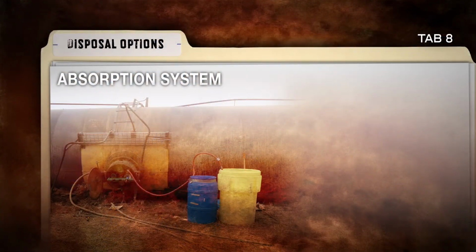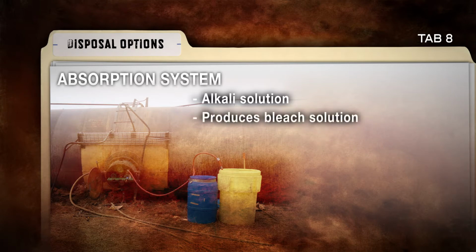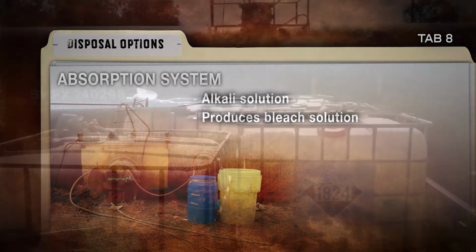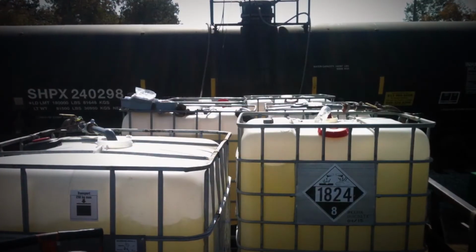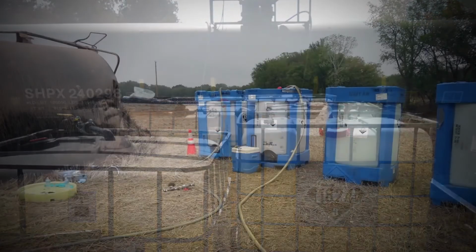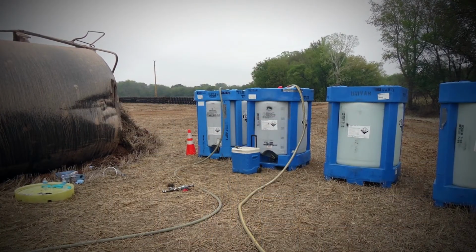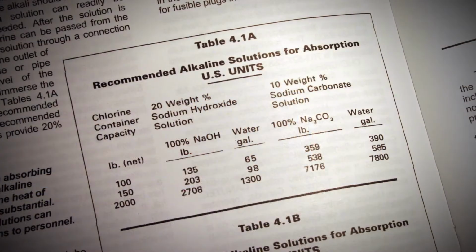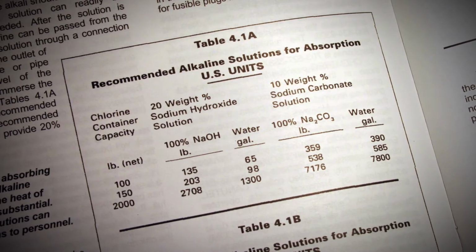Under emergency conditions, an alkali absorption system can be utilized to facilitate the removal of chlorine from a damaged vessel. The chlorine reacts with the caustic solution to produce a bleach solution that can be safely handled and removed from the site. The absorption system consists of a suitable tank capable of holding the required alkaline solution. This chart shows the recommended alkali qualities.